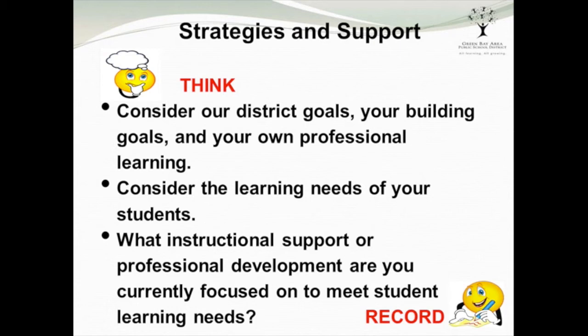Now think about our district goals, your building goals, your own professional learning, and the needs of your students. Take a minute and record the professional learning and instructional support that you are currently involved in or would like to focus on in the future under the Strategies and Support Sources component on your white Student Learning Objective template.